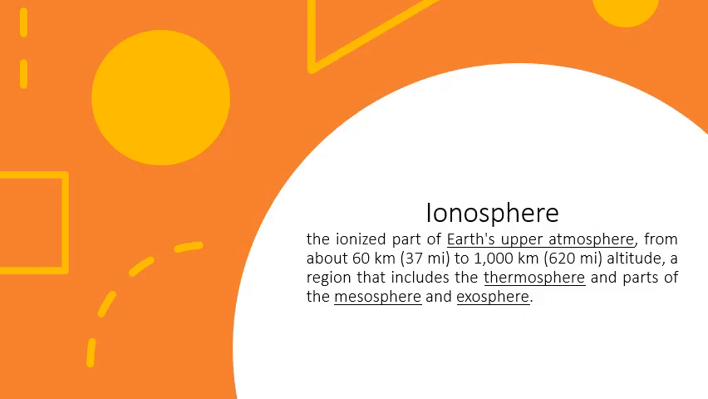We must all be aware of the word ionosphere, made up of a sphere of ions. It is the ionized part of Earth's upper atmosphere, about 60 km to 1000 km in altitude, a region that includes the thermosphere, part of the mesosphere and the exosphere. What is the ionosphere and other details, if you want to go into detail, you can search elsewhere. Here we will take relevant information about the various layers and how the transition takes place.